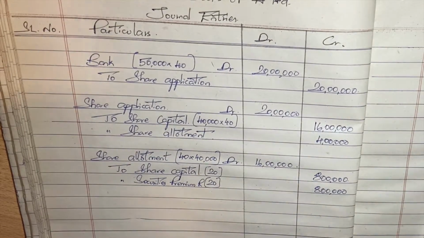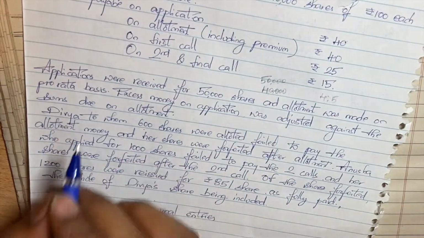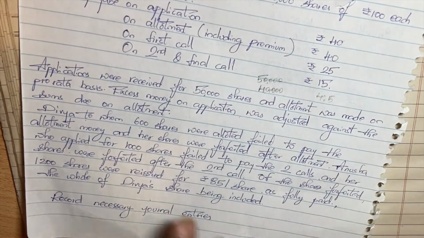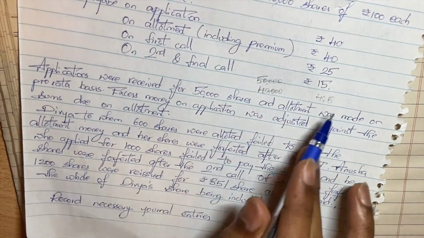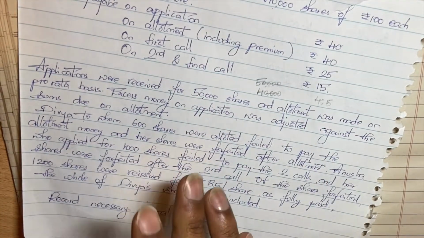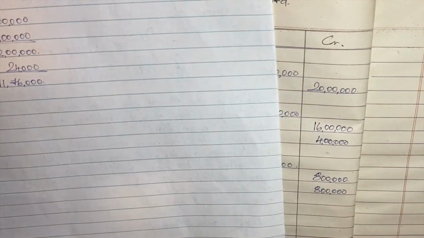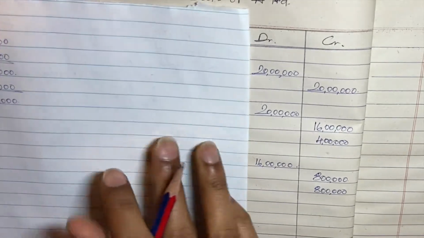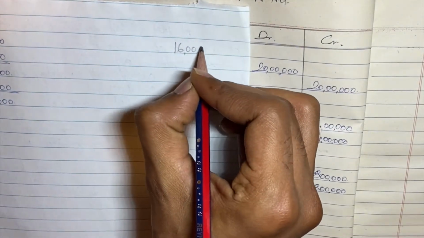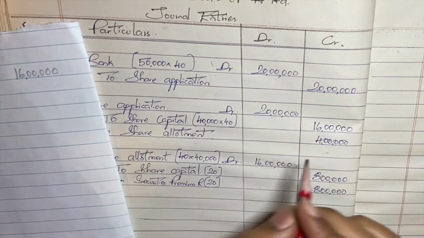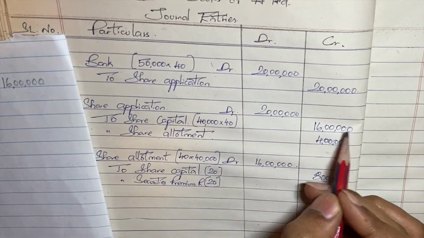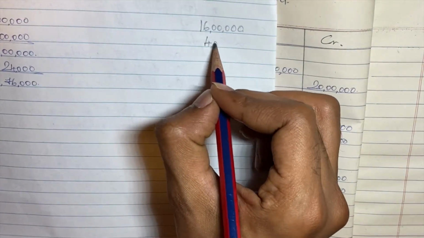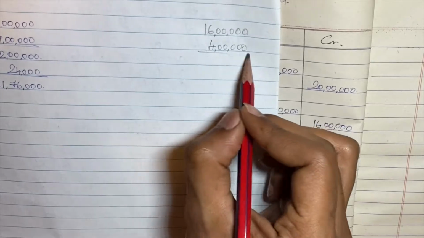Securities premium reserve. Okay, now Divya, to whom 600 shares were allotted, failed to pay the allotment money and her shares were forfeited after the allotment. So what that means is everybody except Divya have paid the allotment money. So ignore that, allotment due is 16 lakhs. Okay, so 16 lakhs is the allotment money due. But during the time of application itself, we have received an extra 4 lakhs which we have adjusted against allotment. So what that means is we just need to get the remaining amount. So we only have to get 12 lakhs.